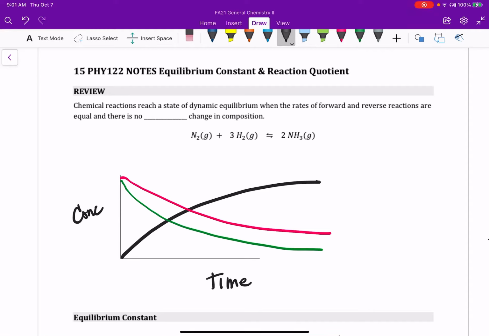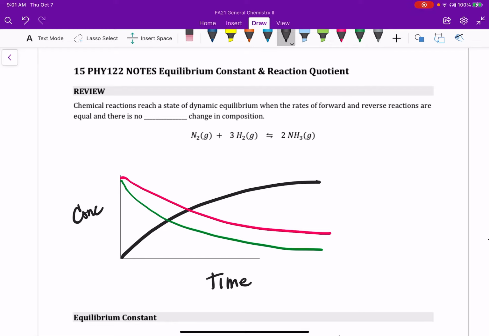In chapter 15, we're going to keep talking about reactions, but now we're going to talk about equilibrium conditions. So we're going to talk about a special case or special point in time where we're dealing with our reactions. So chemical reactions are going to reach this state of dynamic equilibrium.